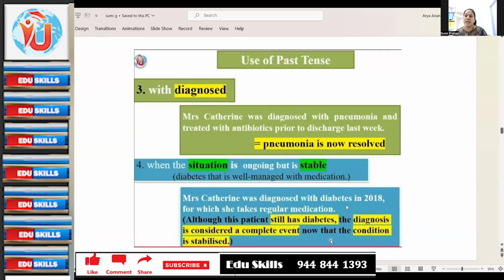So we have to be careful when we are writing past tense. If it is finished, we can write. If it is finished, and still continuing but stable, that kind of situation we can write. Okay, this is the past tense.